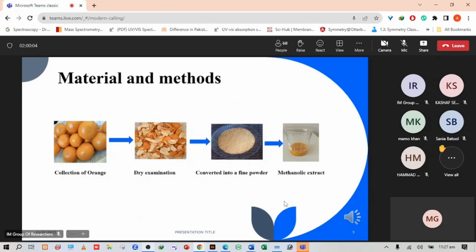During this research, different orange samples, fresh and healthy oranges, were collected from different areas of Ghazi, which is located near the Sawabi area. Dry examination: oranges were examined with the help of a torch to separate the diseased ones from the healthy ones and prepare the powder from the orange peels. The orange peels were removed, shade dried and converted into fine powder.